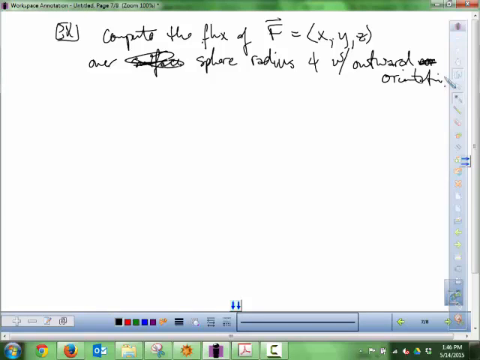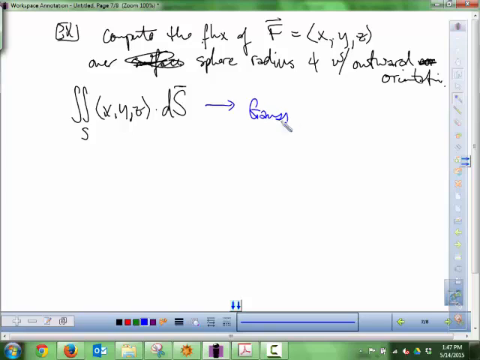So this might be easy enough to do directly, right? It's a flux over this sphere. So x, y, z, dS. So we'd have to parametrize a sphere. We might use spherical coordinates to parametrize that. But instead of going about it this way, let's use Gauss. And instead of doing a flux integral, let's see if doing a triple integral would be easier.